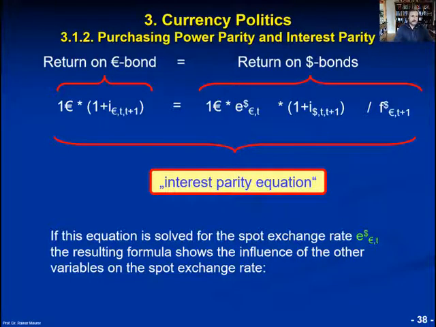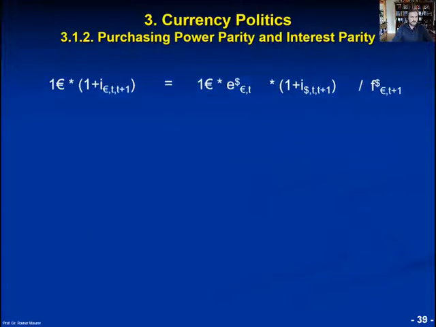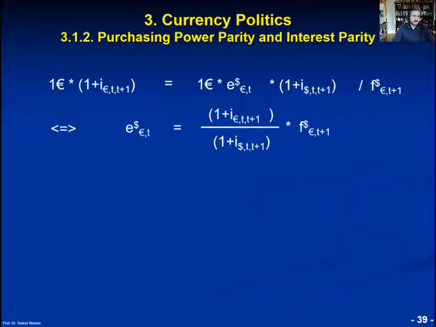This is what we have called the interest parity equation. If this equation is solved for the spot exchange rate, the resulting formula shows the influence of the other variables on the spot exchange rate. As we have already seen, to do this we have to divide both sides of the equation by the dollar interest factor, and then we have to multiply both sides of the equation with the forward exchange rate. The resulting formula is this one here.